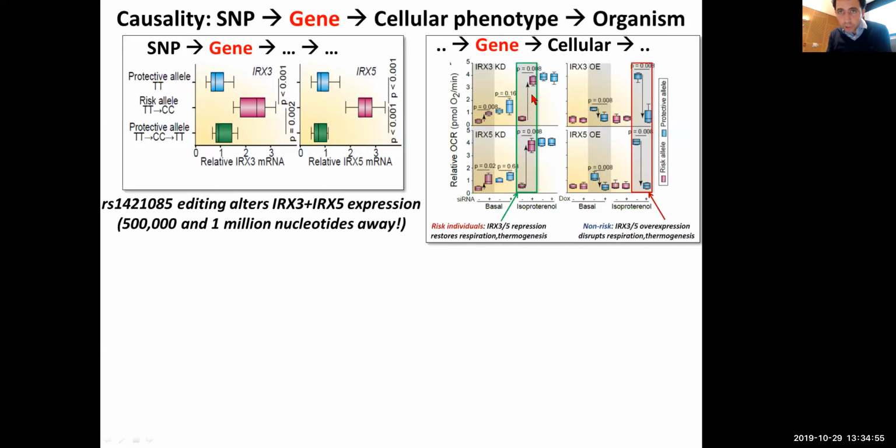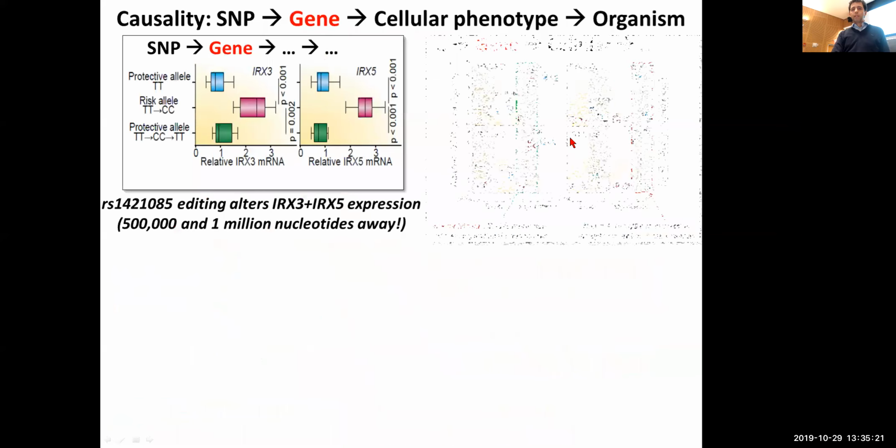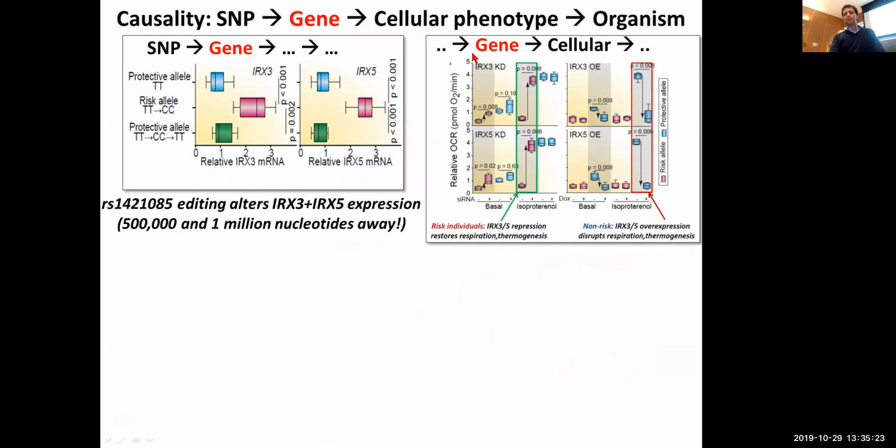Okay, so in this particular case, overexpressing IRX3 reduces thermogenesis, just like our model would suggest, whereas knocking down IRX3 increases thermogenesis. Remember this arrow that basically says that this is a negative regulator of thermogenesis. Therefore, increase of IRX3 should block thermogenesis, and decrease of IRX3 should increase thermogenesis. And that's exactly what we find here. So we can test the causality of the gene on the cellular phenotype by direct intervention. And this is true for IRX3, and this is also true for IRX5.